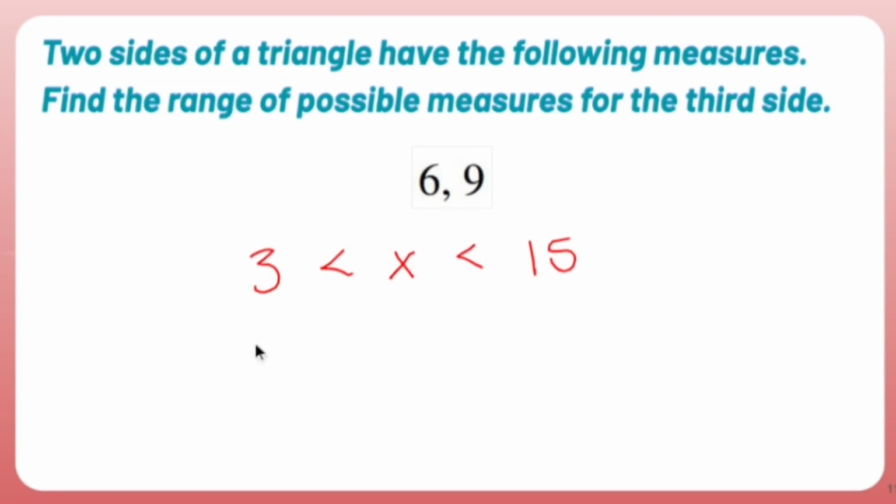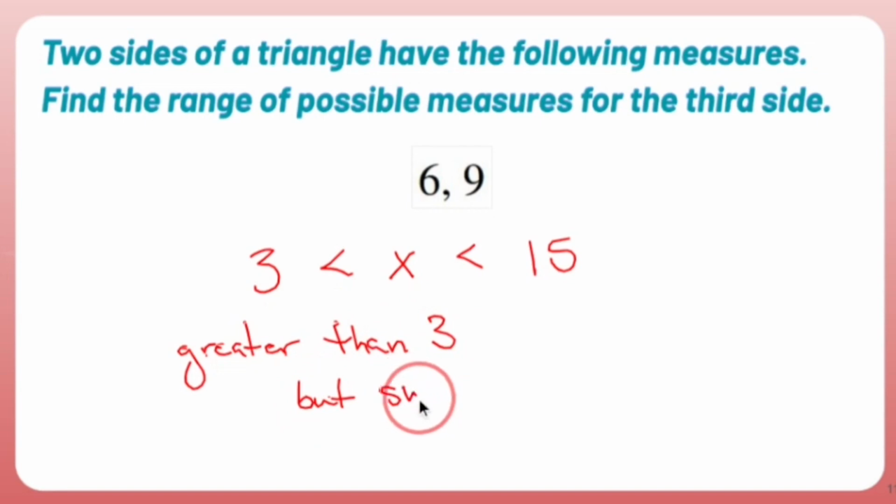So another way that we could say this is x is greater than 3, but smaller than 15. So this uses the triangle inequality theorem, but really quick. It basically says that, look, if you needed to connect these, you need something like 3.1, 3.2, or you can have 14.9. You can't have anything bigger than 15. You can't have anything smaller than 3. So anything between 3 and 15 should do the job. Dunzo.